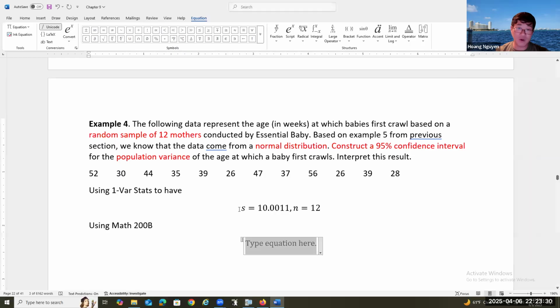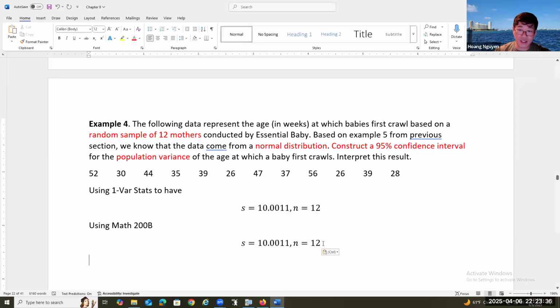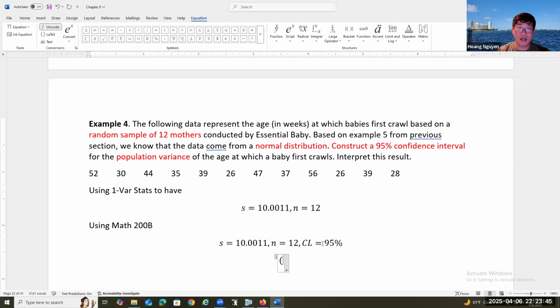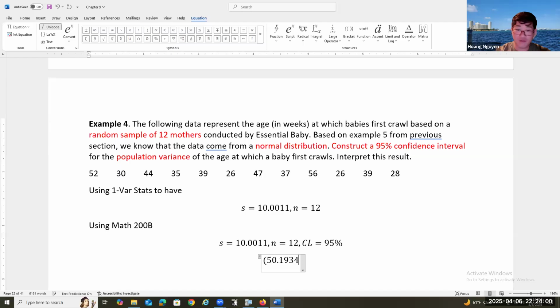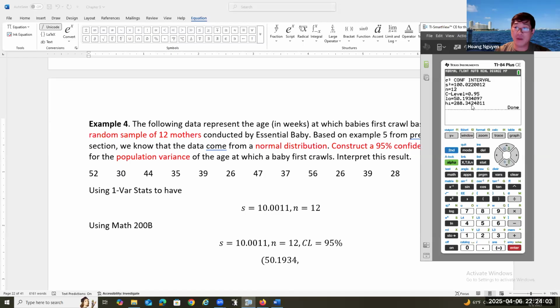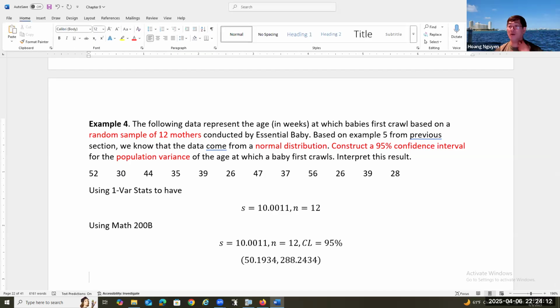So we need to input the sample standard deviation. I will just copy this again. And we need to input the C-level, the confidence level, which is 95%. And then we just quote the answer from the calculator. The lower bound is going to be 50.1934. And then the upper bound is going to be 288.2434. So that's the answer for the lower bound and upper bound.